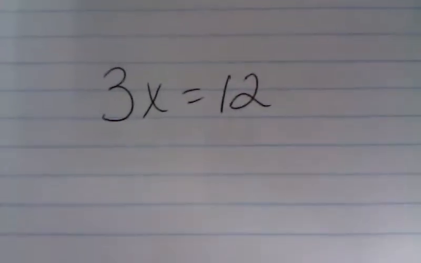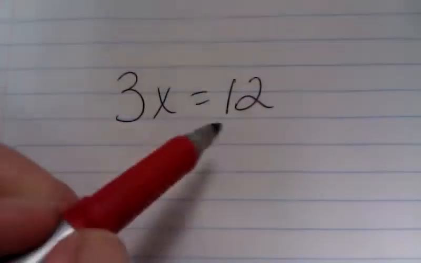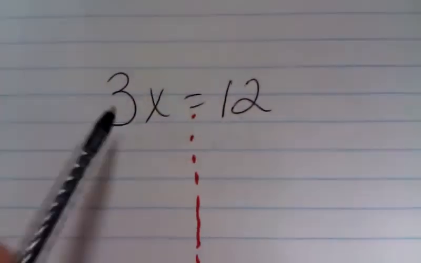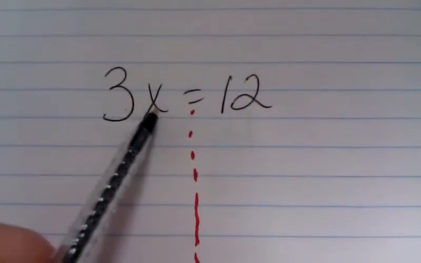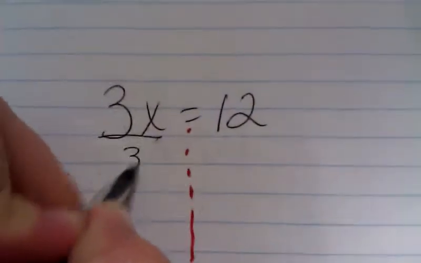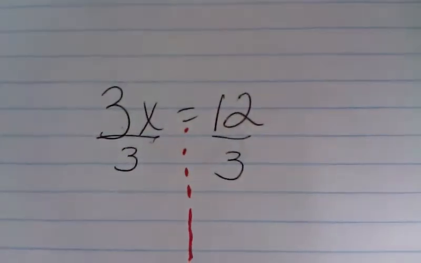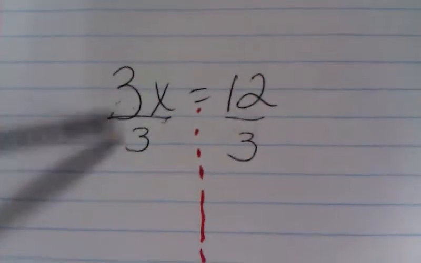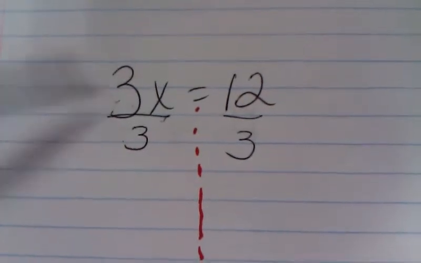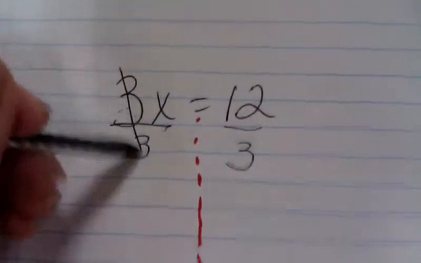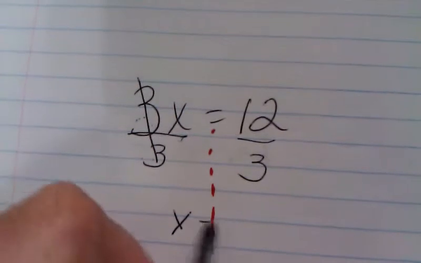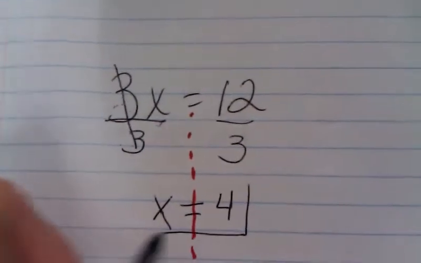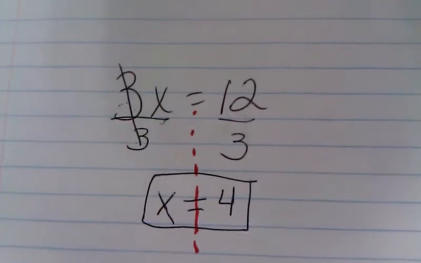The next one, I'm going to draw my line at the equal sign. It says 3x equals 12. 3 times x, the opposite of times is divide. So I will divide both sides by 3. See, if you notice, we're not doing the opposite here. You're dividing by the exact number that's with that variable. So 3 divided by 3 is 1. And so I have 1x equals 12 divided by 3 is 4. There's my answer.